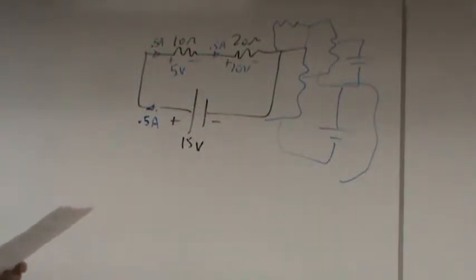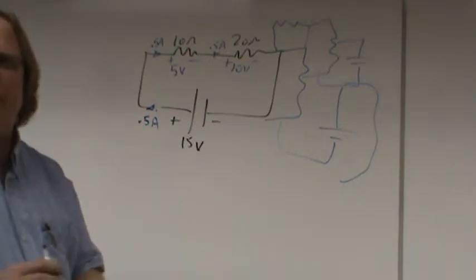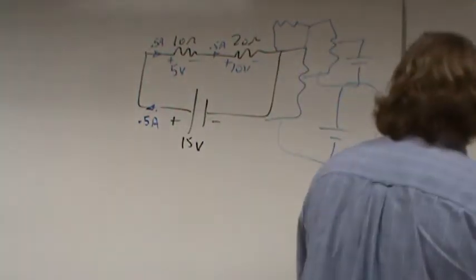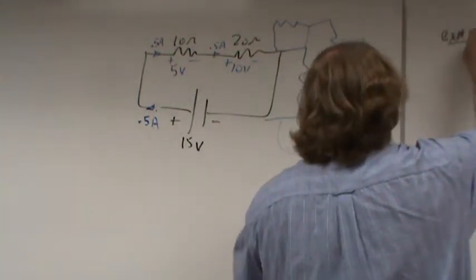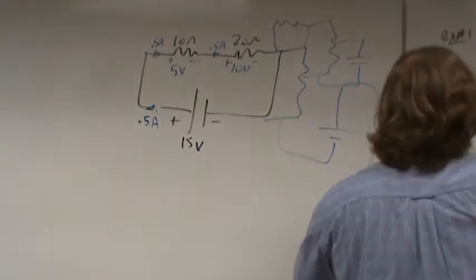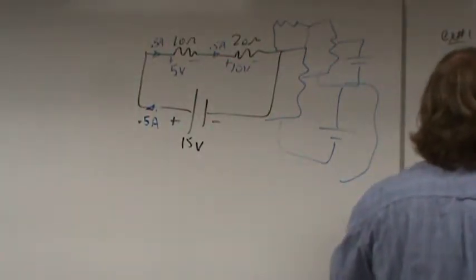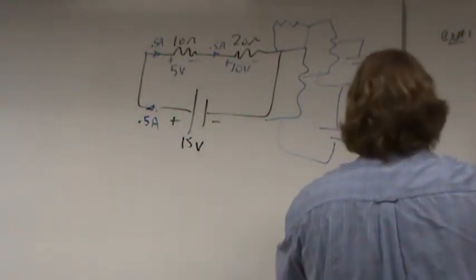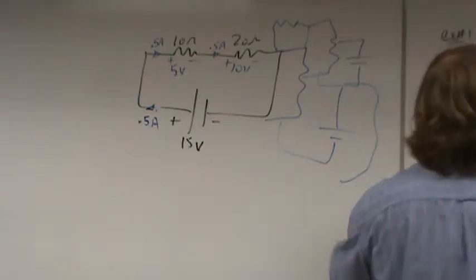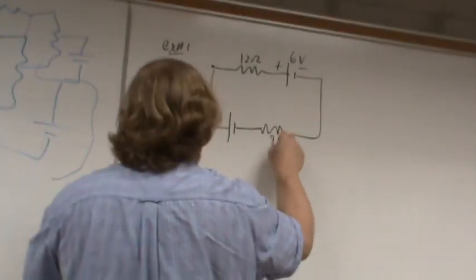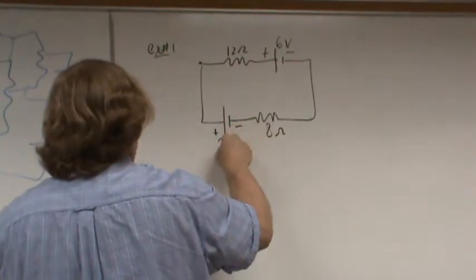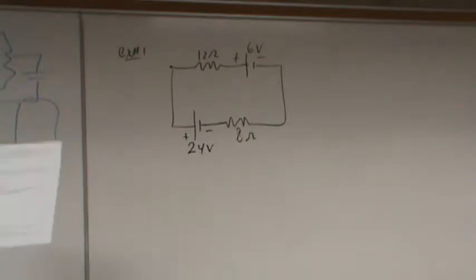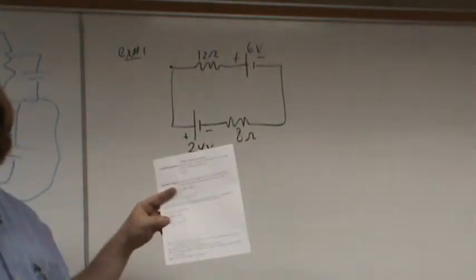Okay, well, hey, it's time to do example number one. Let's go ahead and do Kirchhoff's loop rule. I'm going to do this for you, and then you guys are going to do example two on your own. Here comes example number one. Okay, there's my circuit. We're going to do the four steps for doing these sorts of Kirchhoff's laws problems.